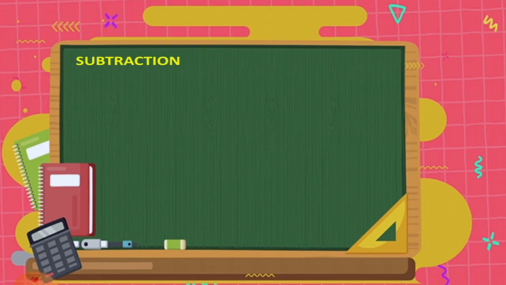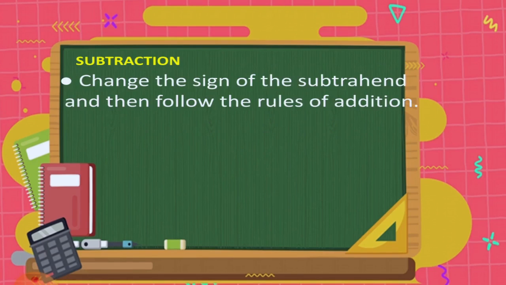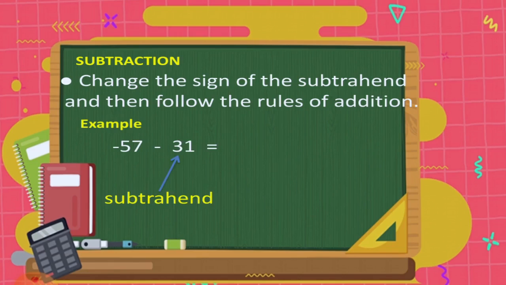What is the rule for subtraction? Change the sign of the subtrahend and then follow the rules of addition. Example, negative 57 minus 31. What is the subtrahend in this example? It is the positive 31. So, change that positive to negative 31. So, it becomes like signs, so add it directly. So, the answer is negative 88. According to the rule of addition, if it is like signs, you add directly the numbers. Okay, so negative 88.